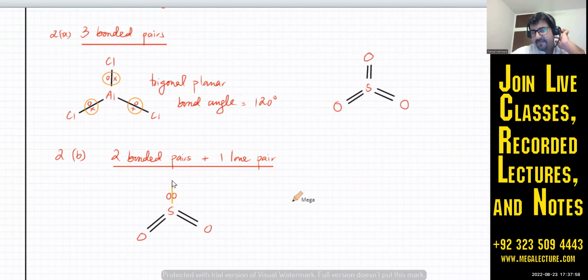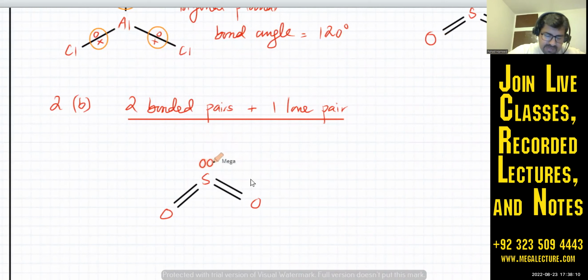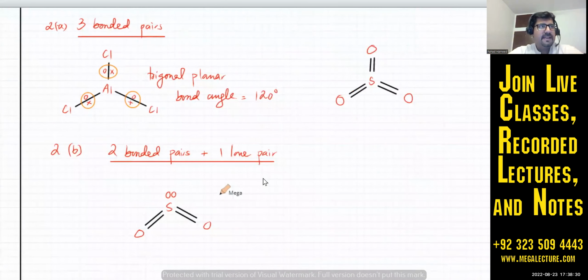It's like a fan, where one of the blades of the fan is missing. The electrons are still there, but there is no atom attached over there. Remember, I told you that lone pairs are closer to the atom, right? So there's no atom on this side. The shape is exactly the shape of the fan, except that one side of the fan is actually missing. So just imagine the same shape with one side of the fan removed, okay?